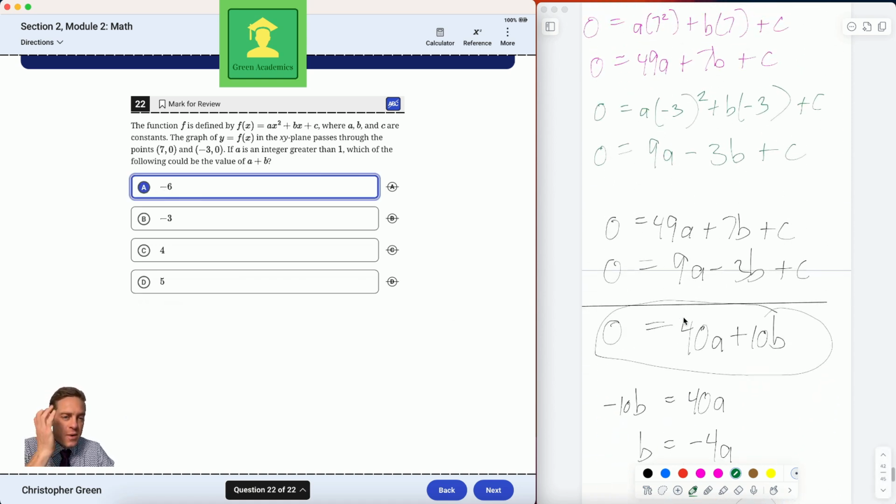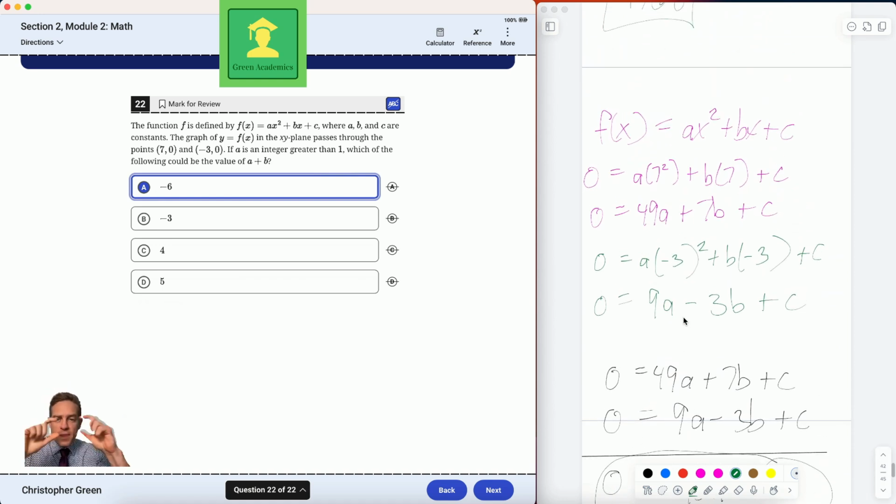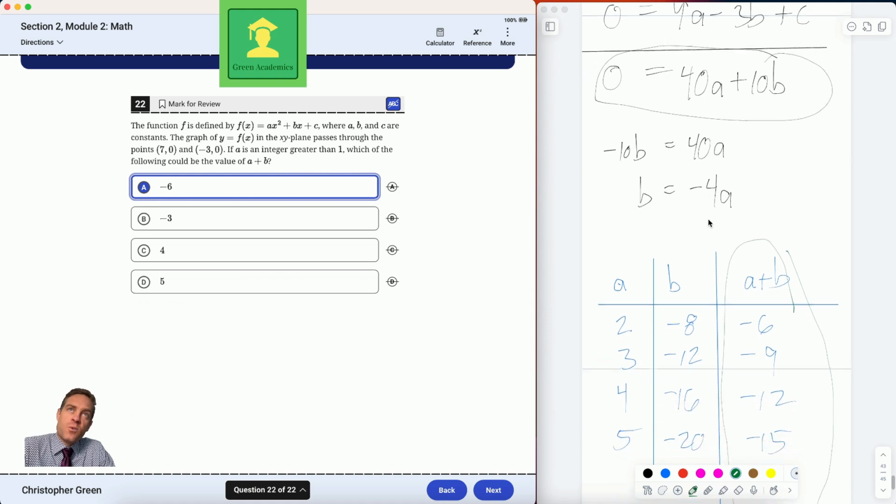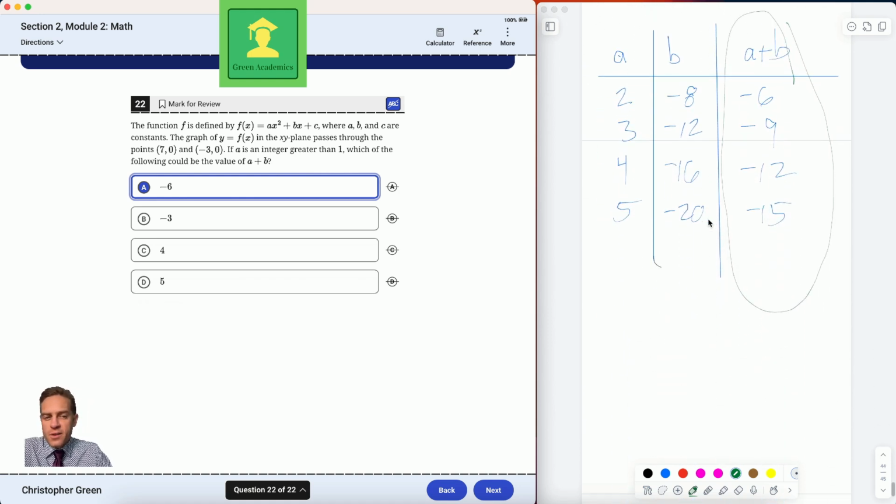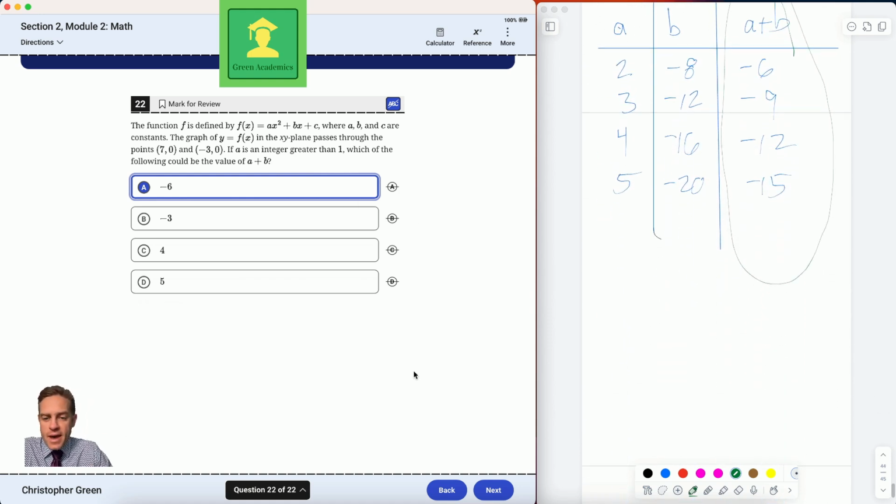That's a tricky question, right? Because you have to write out the application of plugging in the given point. You have to reduce as a system. Then you have to solve for one variable in terms of the other. And then even then, you still have to write out the series of possibilities for what it could be to determine the pattern. But it's A.